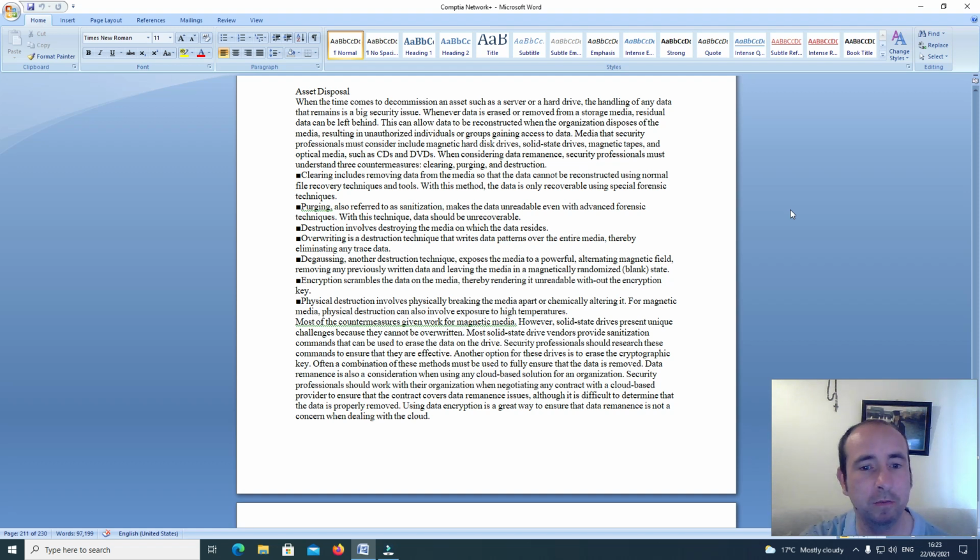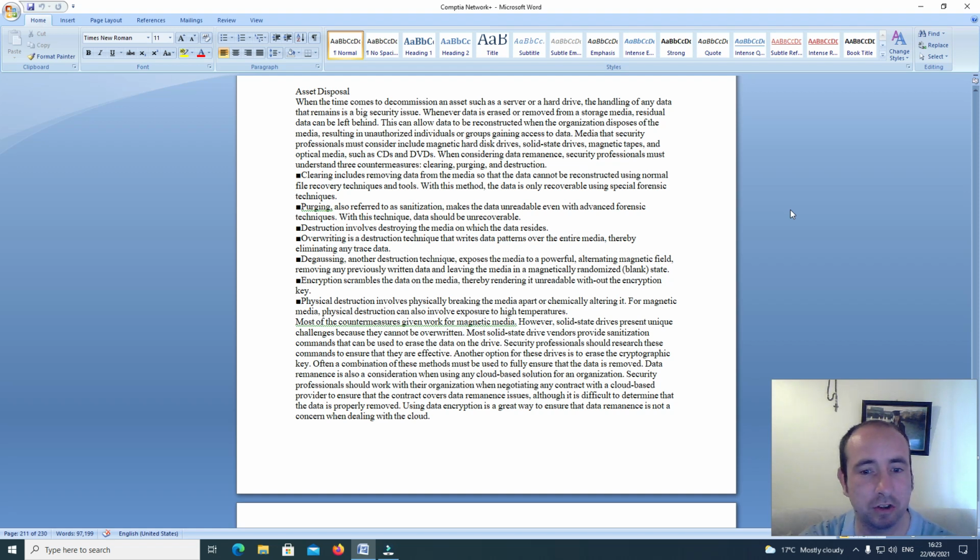Clearing includes removing data from the media so that the data cannot be reconstructed using normal file recovery techniques and tools. With this method, the data is only recoverable using special forensic techniques. Purging, also referred to as sanitation, makes the data unreadable even with advanced forensic techniques. With this technique, data should be unrecoverable. Destruction involves destroying the media on which the data resides.